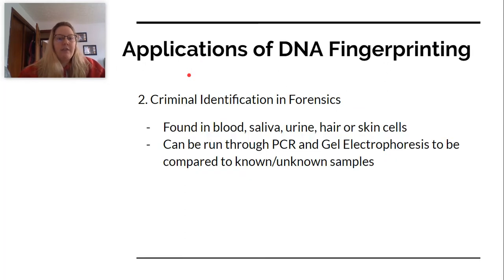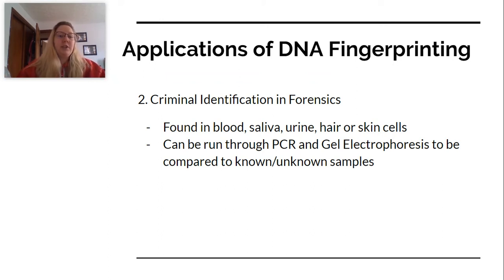Then we have criminal identification in forensics. This is the #1 reason that we use as forensic scientists. We are determining whether or not the DNA fingerprint found at the scene matches the suspect.